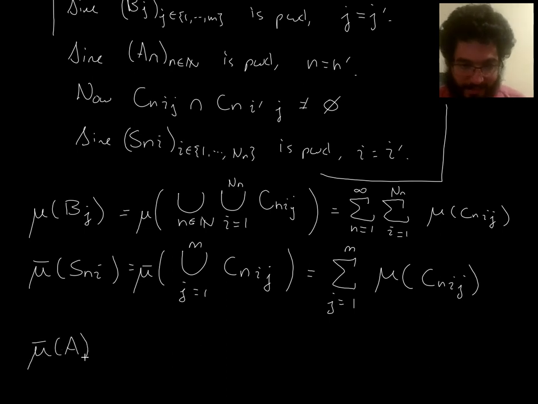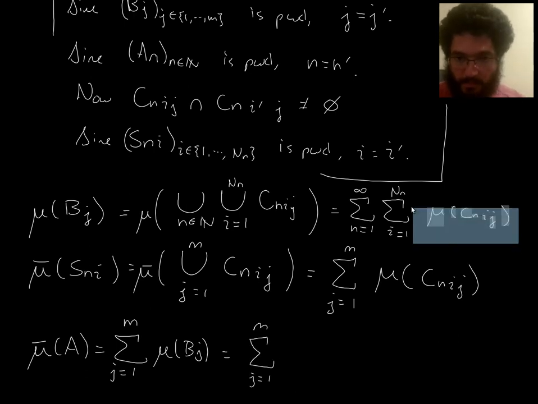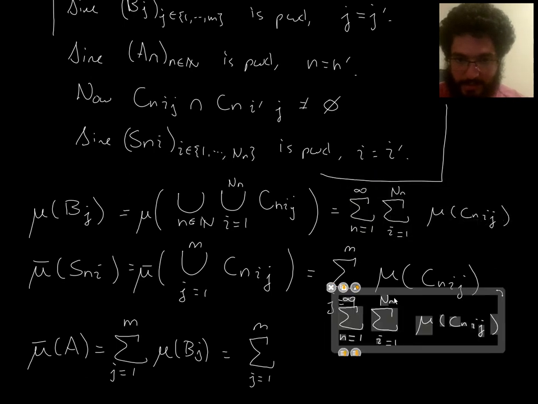Now mu bar of A, that's what this was all about, right? It was all about mu bar of A. I cannot write it in terms of mu bar of the A_n's, since A was an infinite union of the A_n's, but I can write it in terms of these. So I wrote this before, but I'm just writing it again. This is, by additivity of mu bar, what mu bar of A is. Okay, and now we've written out these, so let me just copy this.